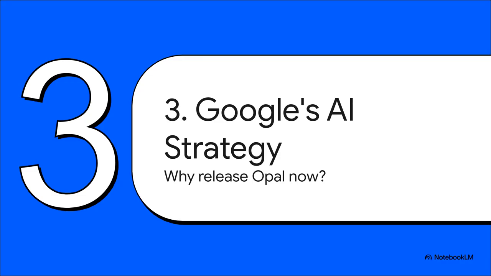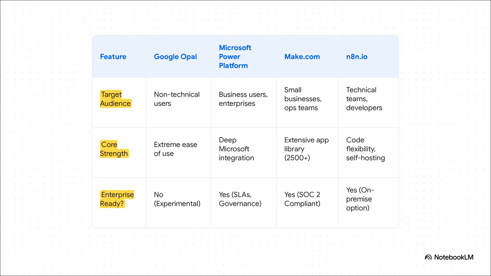So, if it's so risky and experimental, why on earth would Google release it to the public? Well, this is where we have to zoom out and look at the bigger picture. Opal plays a really specific role in Google's massive AI strategy. Just look at where Opal sits compared to the titans of this space. You've got Microsoft's Power Platform, Make.com, n8n. These are all mature, enterprise-ready tools. They're aimed at businesses, at technical users.